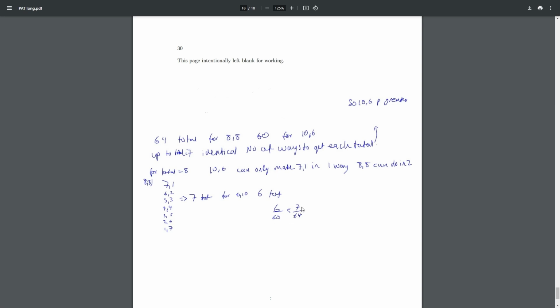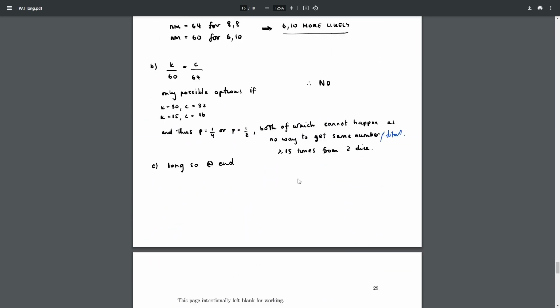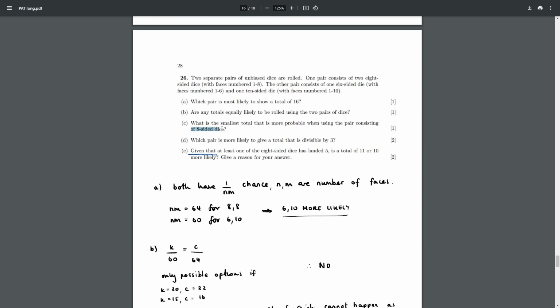Comparing these fractions, you can just subtract them on your calculator. You can use known fractions, which might be a bit easier. We'll get that 7 over 64 is greater than 6 over 60. So for the total equal to 8, the probability for the 8-sided dice is greater, and that's the smallest total because we've said up to 7, the number of ways you can get a total is identical. So the probability is always greater for the 10 and 6 dice.